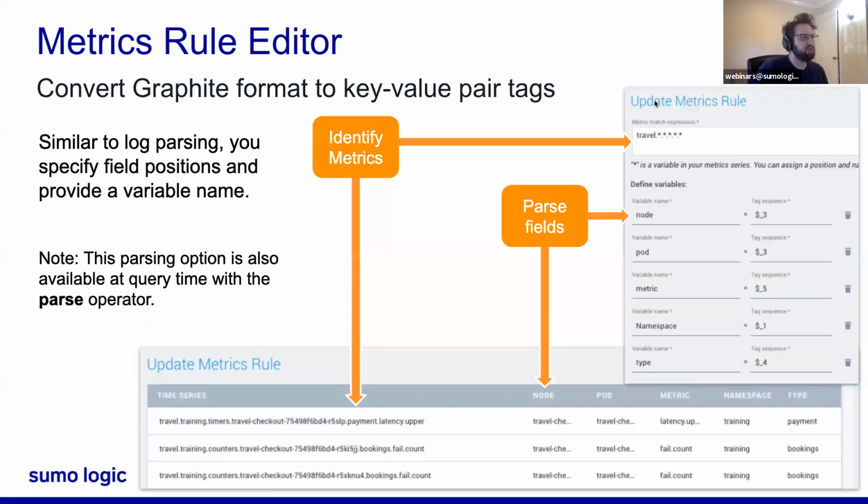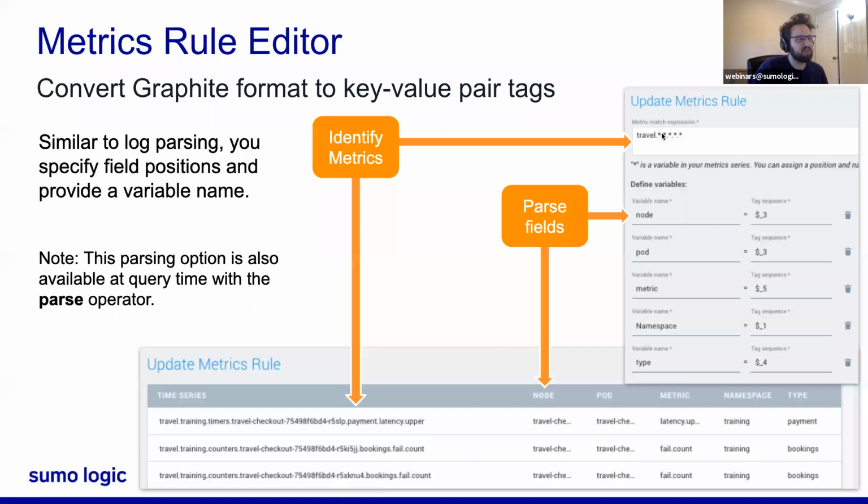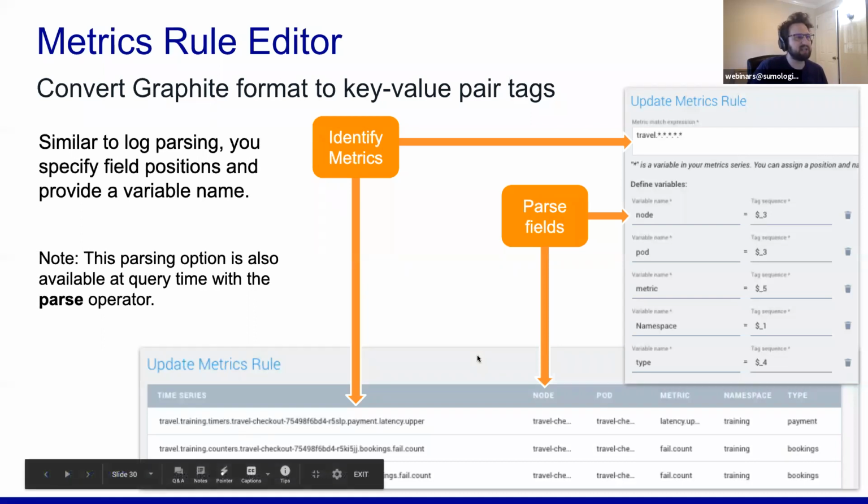So what we're saying here is look at the travel stuff. Look at all those metrics related to travel, and then parse these portions out using the metric itself. Each metric has travel.training, .something, .something. We're going to use the patterns within those dots to recognize those variables as fields. This first one might be the node, this might be the pod, this might be the metric, this might be the namespace, and so on.